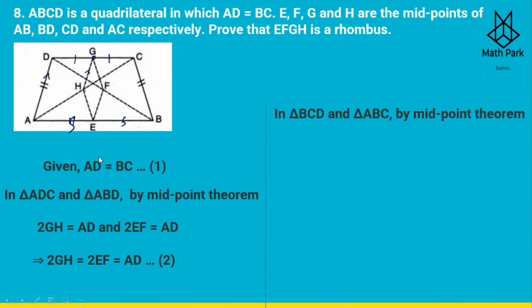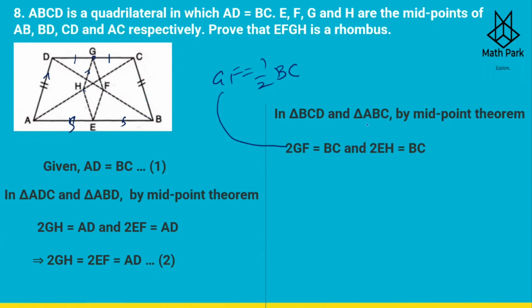Next, moving to another triangle. Now we are looking for the triangle with the base where one of the sides is BC, right? So in triangle BCD, you have G is the midpoint of DC and F is the midpoint of BD. So from this, you will have GF parallel to BC and GF is equal to half BC. So if GF is equal to half BC, you get twice GF is equal to BC.